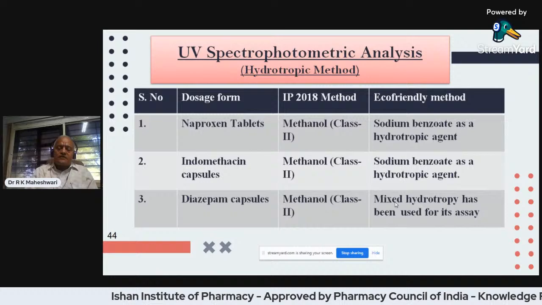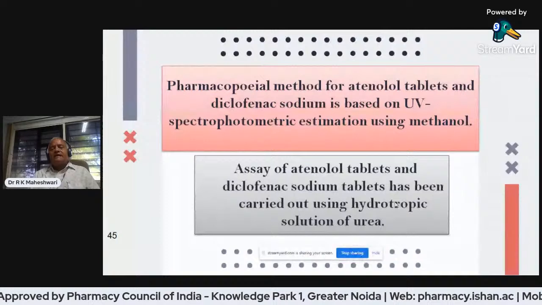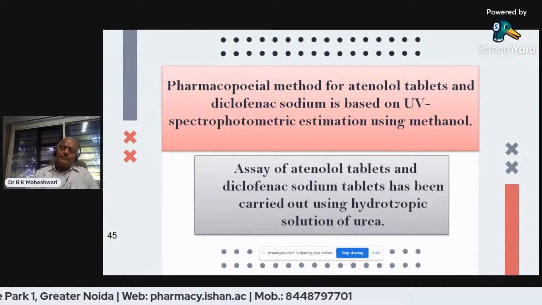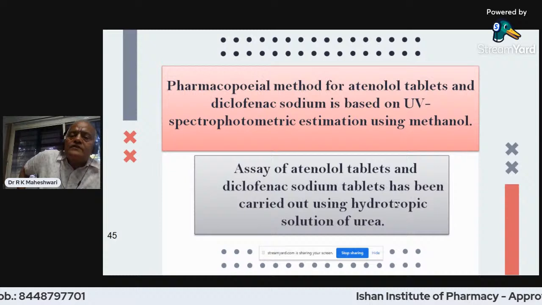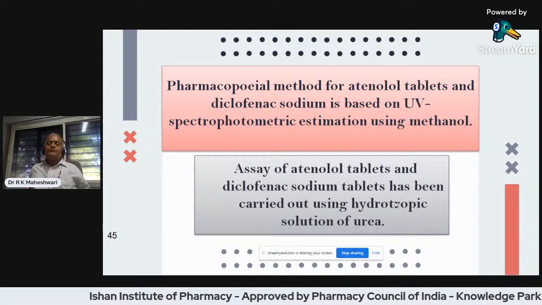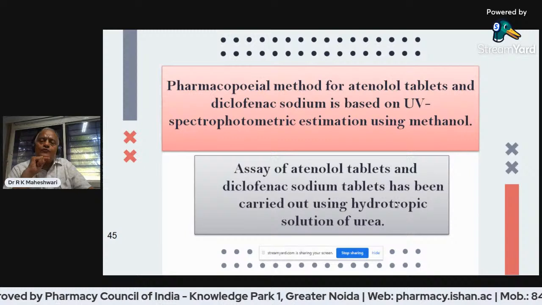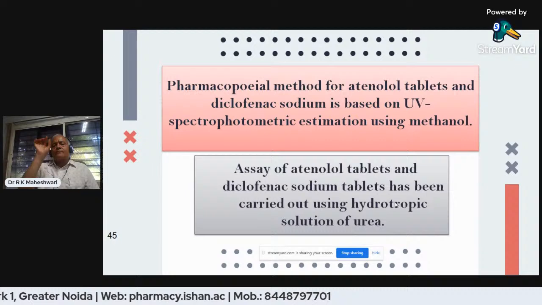Now, the pharmacopoeia method for atenolol tablets and diclofenac sodium is based on UV spectrophotometric estimation using methanol. This methanol has been nicely replaced by urea solution. For atenolol tablets, methanol is used in the IP method. Urea can be used to estimate atenolol at 275 nm. Urea does not interfere above 240 nm. So in case of atenolol, at the 275 nm peak, this can be used to replace methanol.